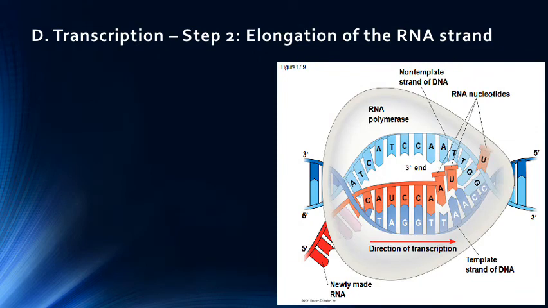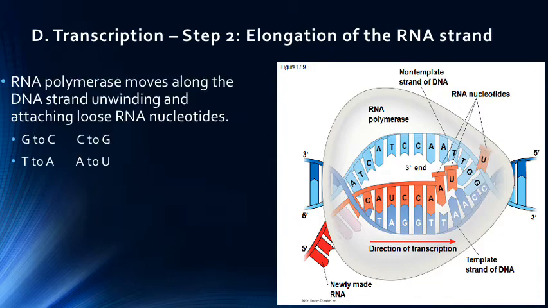Okay, so then we get into step 2, the elongation of the RNA strand. And this is pictured on page 344 of your books. So the RNA polymerase moves along the DNA strand, unwinding the DNA and attaching RNA nucleotides.